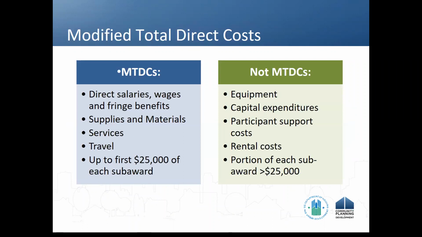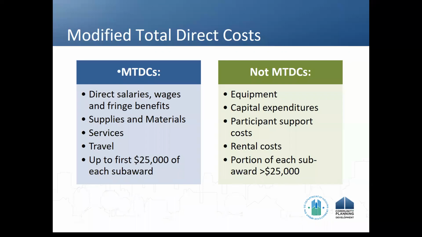So here, the definition of MTDCs is further detailed. On the left, modified total direct costs include direct salaries and wages and applicable fringe benefits, and we just discussed that, materials and supplies, services, travel, and up to the first $25,000 of each subaward. And this is really important here. I'll say it again, and we're going to look at it in just a moment. Only up to the first $25,000 of each subaward.